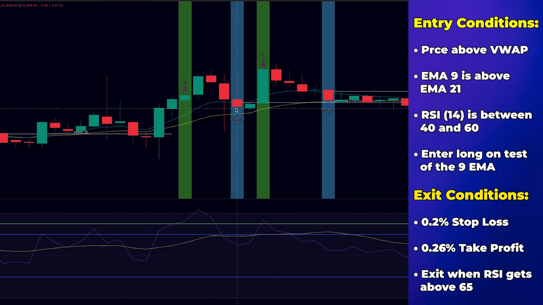We then get another entry right here. We have price above the VWAP. We have EMA 9 above EMA 21, and then we enter on a test of the 9 EMA. RSI also between 40 and 60. And then we get our win 2 bars later when RSI gets above 65.